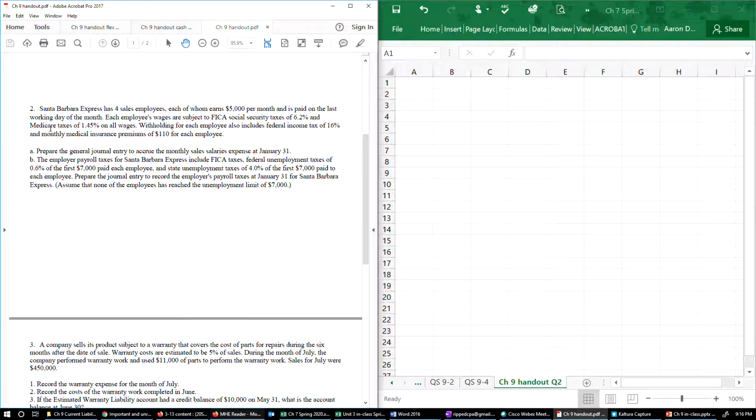Each employee's wages are subject to FICA Social Security taxes of 6.2% and Medicare tax of 1.45%. Withholding for each employee includes federal income tax of 16% and monthly medical insurance premiums of $110 per each employee. Okay, so the first requirement is to prepare the general journal entry to accrue monthly sales salaries expense at January 31st. All right, so let's do that.